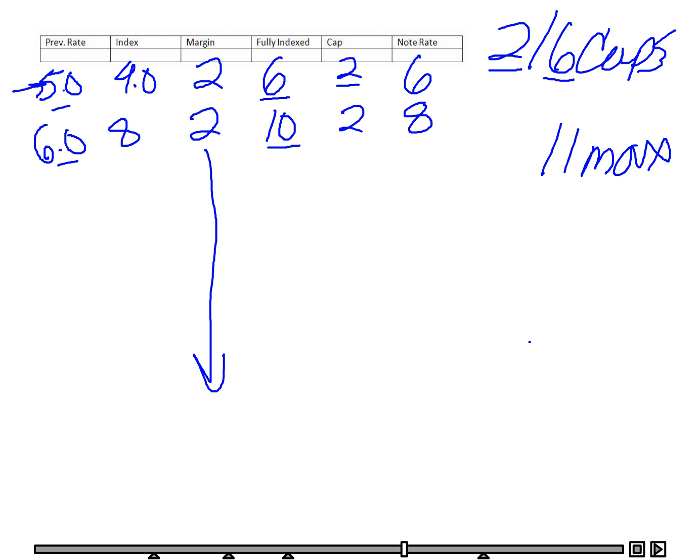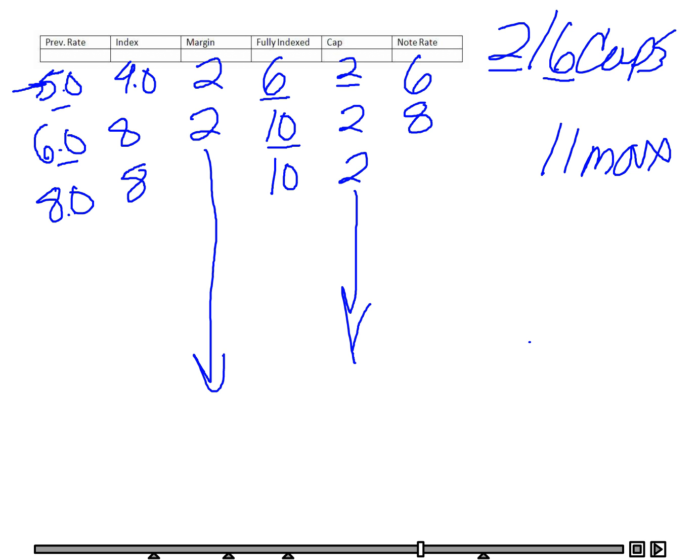So let's do another one. So that 8% now becomes our previous rate. Let's say this year the index stays the same. And so at the end of this adjustment period, the index is still 8%. Our margin stays the same, so our fully indexed rate also stays the same. Our fully indexed rate is now 10%. Our 2% cap is also going to remain the same throughout the life of the loan.